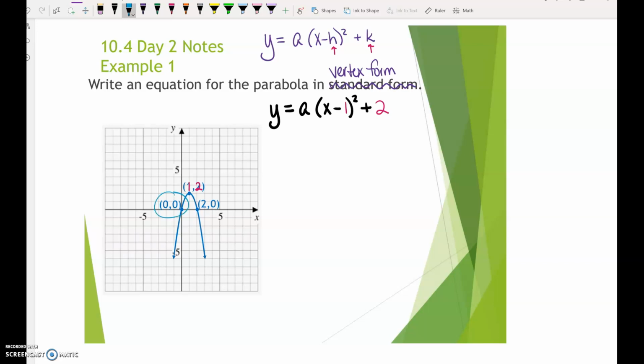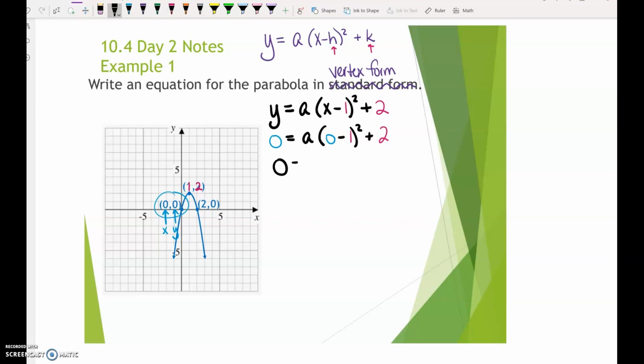I'm going to choose 0, 0 because I think it looks easier. You're going to put 0 in place of x and 0 in place of y. So this y is going to become 0. The x is going to also become 0. And I'm leaving these colors in because I want you to see where all of these things come from. So the 1 and the 2 came from the vertex. The x and the y come from a point. And now we're just going to do the math, and the only variable that we don't know is A. So now we can figure out what A is.